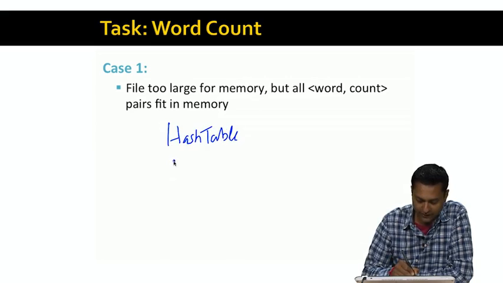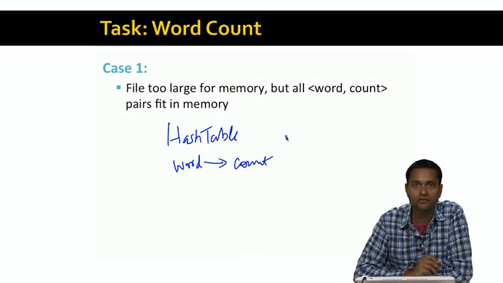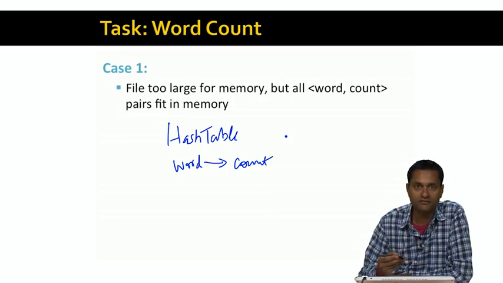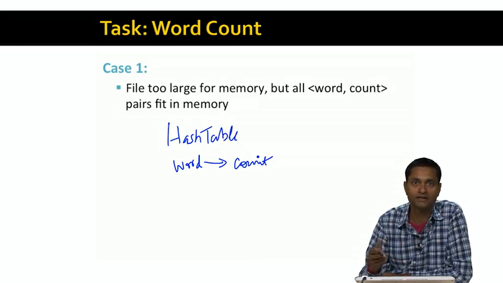indexed by word, and the hash table for each word will store the count of the number of times that word appears. So the first time you see a word, you add an entry to the hash table with that word and set the count to 1. And every subsequent time you see the word, you increment the count by 1. And you make a single sweep through the file. And at the end of that, you have the word count pairs for every unique word that appears in the file. So this is a simple program that all of us have written, many times in some context or the other.